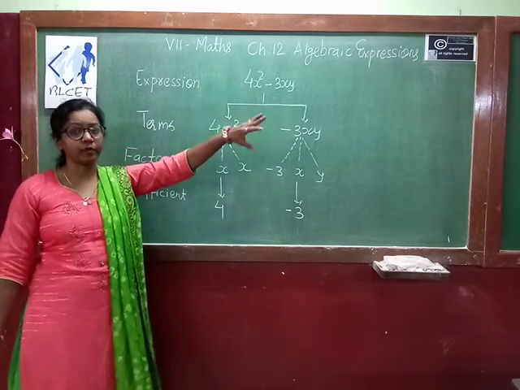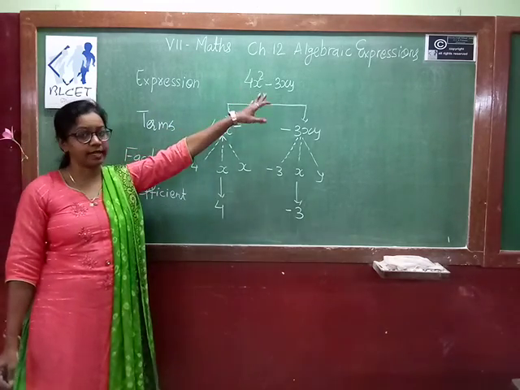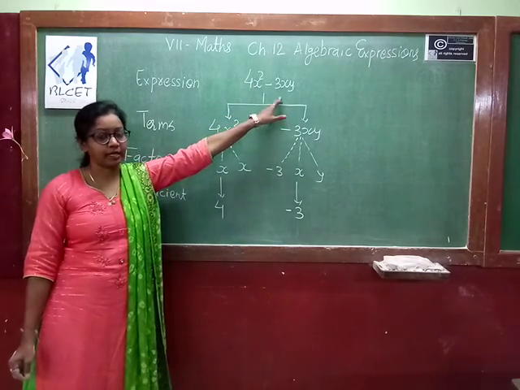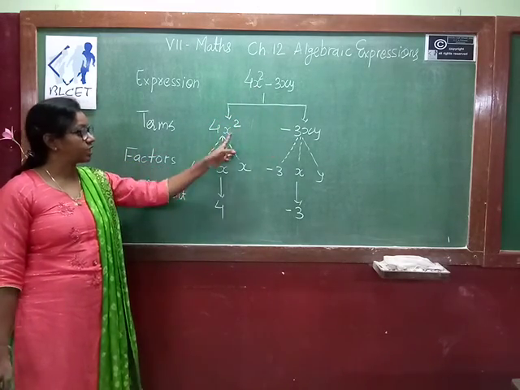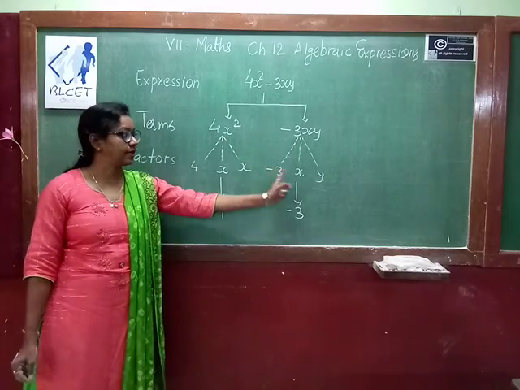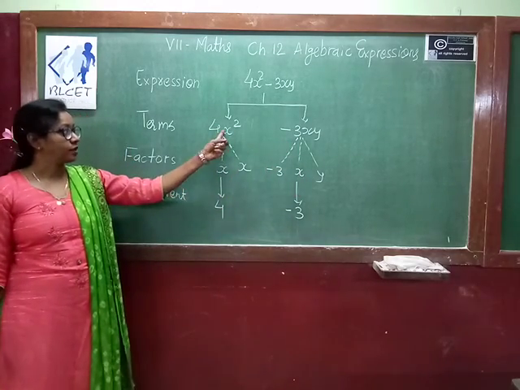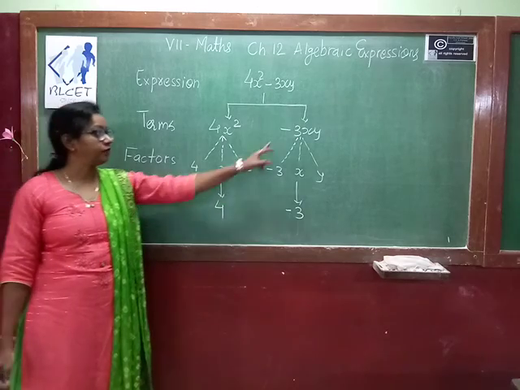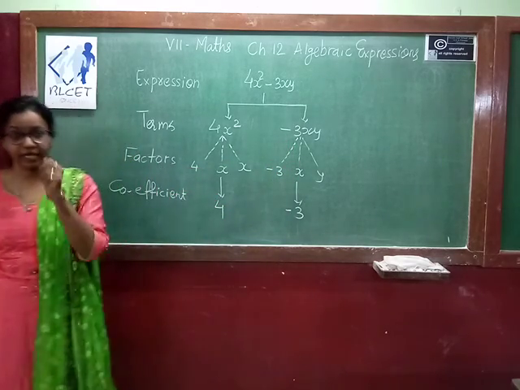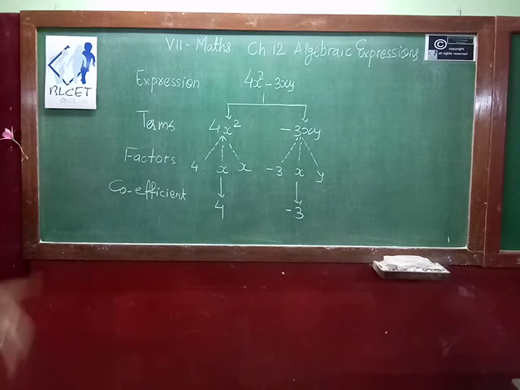For any kind of expression, if you have 4x square minus 3xy, as we have taken over here, there are two terms, 4x square and minus 3xy. If you take the factors, for 4x square the factors are 4, x, x, and for minus 3xy they are minus 3, x, y. What is the coefficient? 4, and for minus 3xy the coefficient is minus 3. So this way we can understand the concept of expression, terms, factors and coefficients.